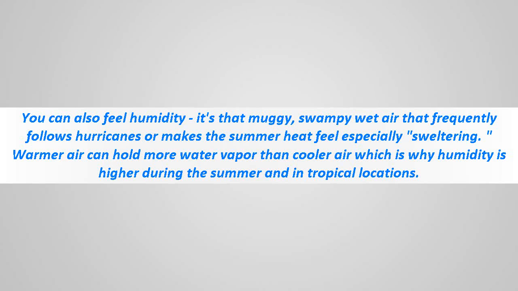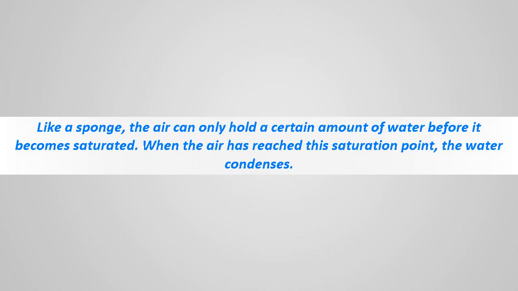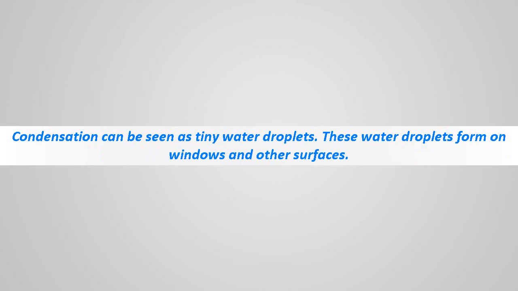Warmer air can hold more water vapor than cooler air, which is why humidity is higher during the summer and in tropical locations. Like a sponge, the air can only hold a certain amount of water before it becomes saturated. When the air has reached this saturation point, the water condenses. Condensation can be seen as tiny water droplets. These water droplets form on windows and other surfaces.